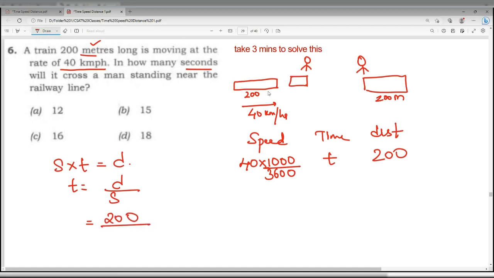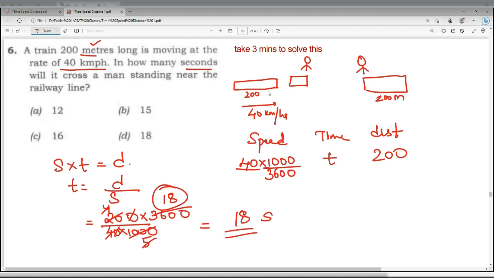Distance is 200 meters. Speed is 40 into 1000 over 3600, so 3600 goes to the numerator here. This is 5 by 18. The 2 zeros cancel, 2 5s are 10 and 2 18s are 36, and then 5 1s are 5, 5 4s are 20, cancel, so the remaining is 18. So it takes 18 seconds to cross the man. So the answer is option D. So the majority have got option D.